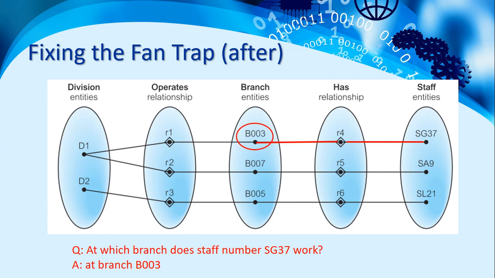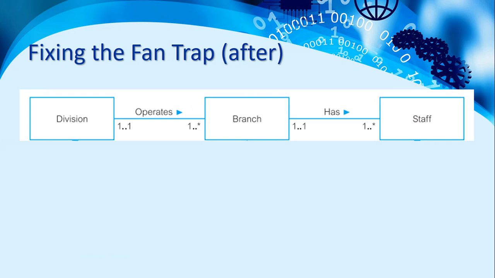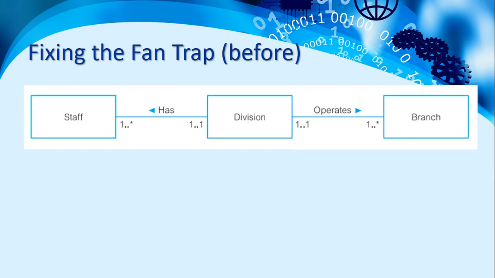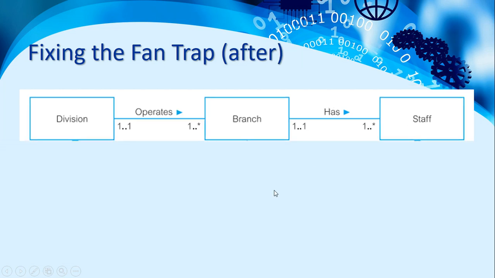So that is how we can fix the fan trap. It is just a matter of rearranging or restructuring the relationships between the entities. In this instance, what we changed is that the relationship between staff and division, the has relationship, is removed. Instead, the branch and the staff now have the relationship. Right?